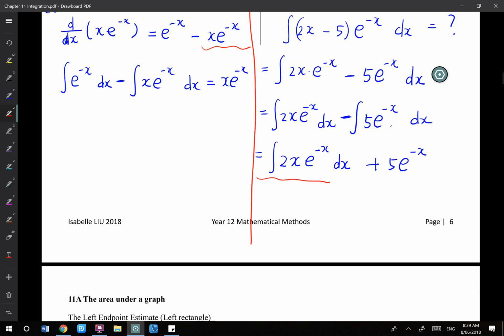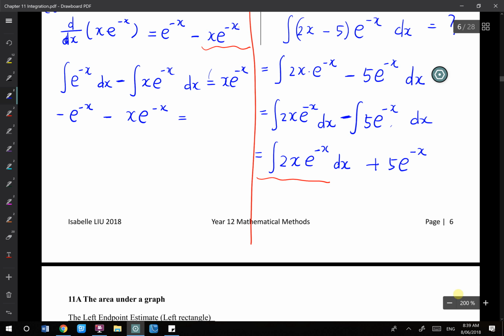So again, I can solve part of it. I can solve this part. That gives me minus e to the power of minus x. I'll change this to the left-hand side first: minus e to the power of minus x equals the integral of xe^(-x) dx. Swap those two terms.